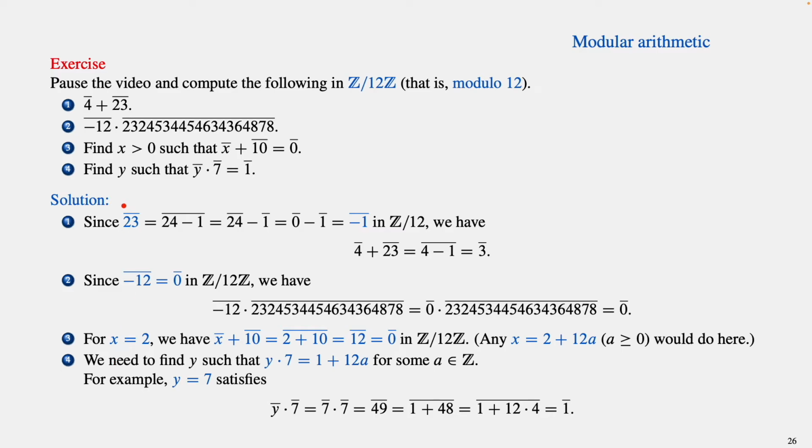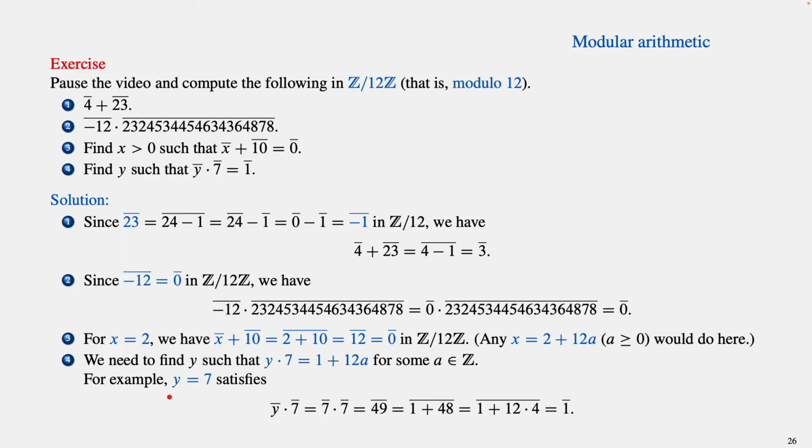Now, for the fourth one, finding y such that y times 7 equals 1 modulo 12. This means we need to find some integer y such that y times 7 is 1 plus 12a for some integer a. So 1 plus a multiple of 12.